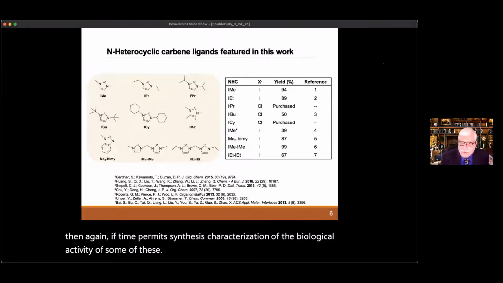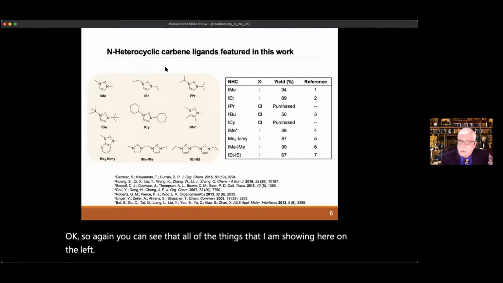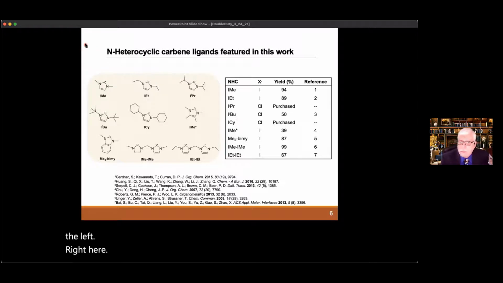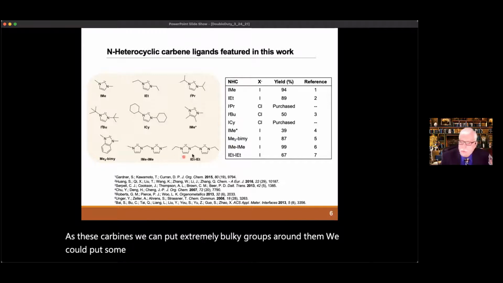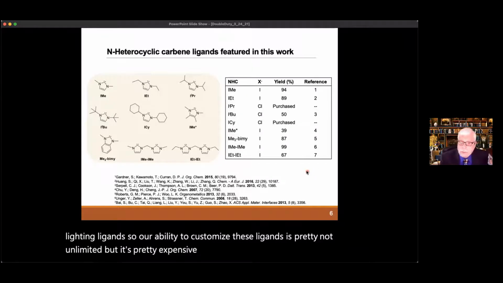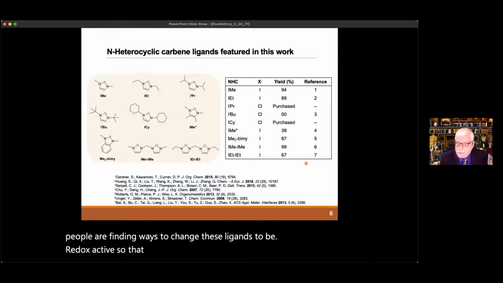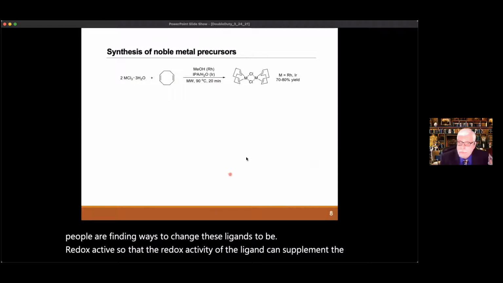Okay, so again, you can see that all of the things that I am showing here on the left are definite ways that we can functionalize these carbenes. We can put extremely bulky groups around them. We could put some simple groups around them. We can make these chelating ligands. So our ability to customize these ligands is not unlimited, but it's pretty expansive. And if you take a look at the literature of a lot of catalytic chemistry on the homogeneous front these days, people are finding ways to change these ligands to be redox active so that the redox activity of the ligand can supplement the redox activity of the metal.